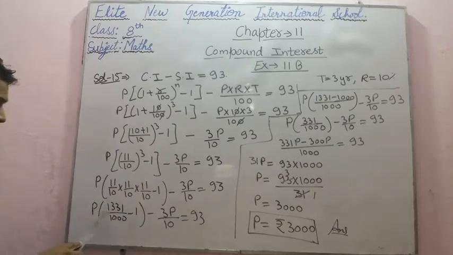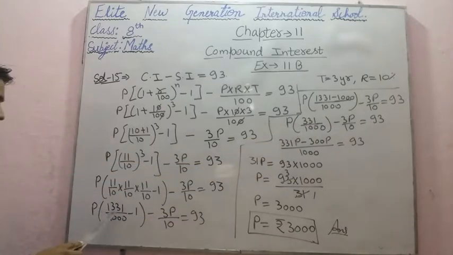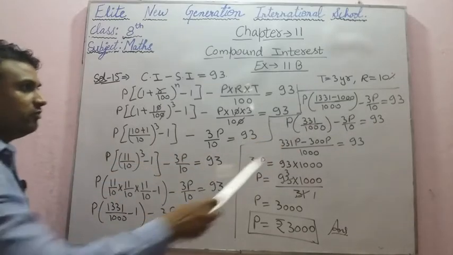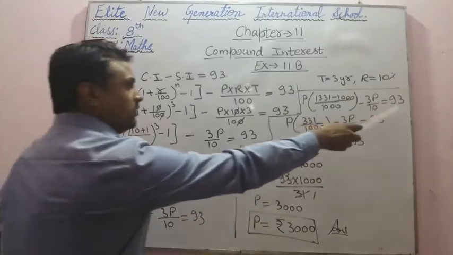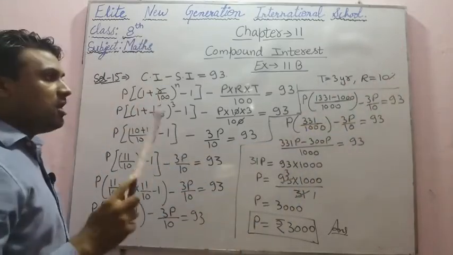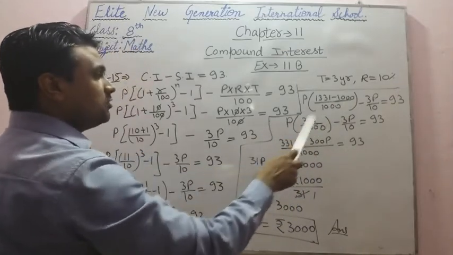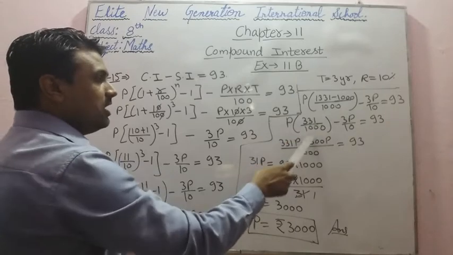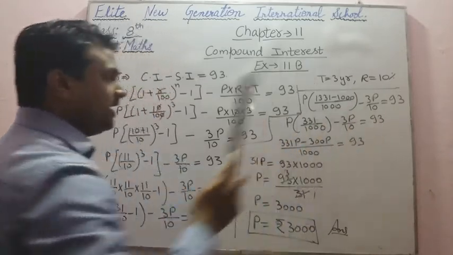Now after this it will be solved by LCM. So taking LCM, it will be 1000. So here 1331 minus 1000 into 1 will be 1000, and minus 3P upon 10 equal to 93. Now we have to solve it. So 1331 minus 1000 will be 331 upon 1000, minus 3P upon 10, equal to 93.